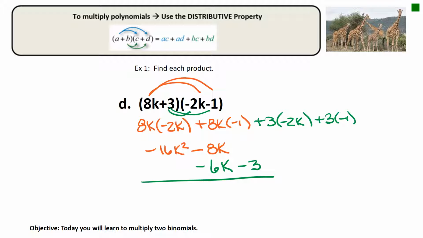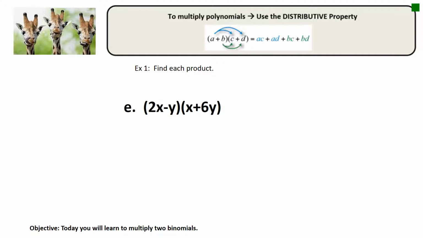The reason I like this is look at how nicely it's lined up to combine like terms. I've got the negative 16k squared. In the k column, I've got negative 8 minus 6, so negative 14, that's the k column, and then I have a minus 3. This is actually my favorite method, so it's what I'm going to use. You're going to try them both and decide which one you like best. Okay, so let's try that method again.